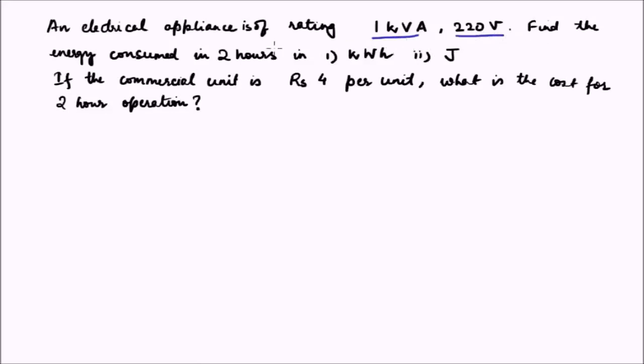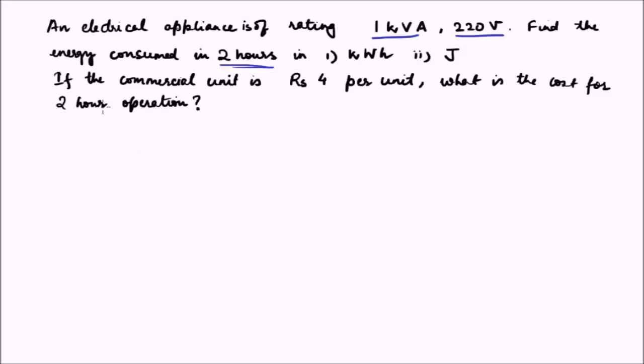We need to find out what is the energy consumed by this appliance in 2 hours of usage in 2 units. One is kilowatt hour, second is in joules. Finally, the question says if the commercial unit is 4 rupees per unit, what is the cost for 2 hours of operation? Okay, so what is the given information?